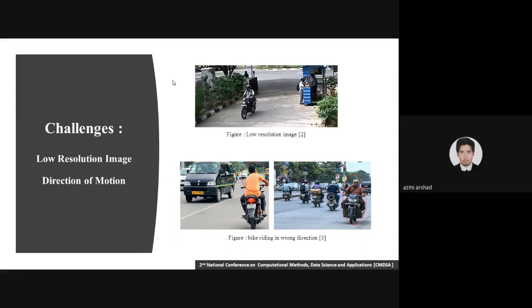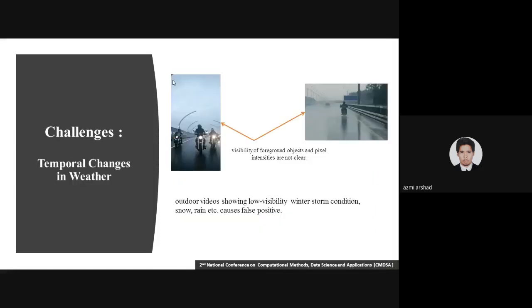Okay, sir. The next challenges are lower resolution of images, direction of motion, and temporal changes in the weather. We can see outdoor videos showing low visibility, winter storm conditions, raining, or snowfall. These temporal changes in the weather cause false positives, or we can say false predictions of the model.